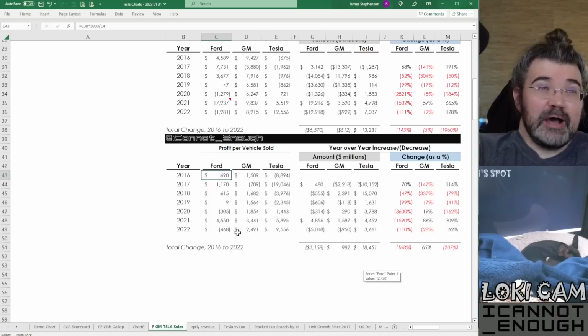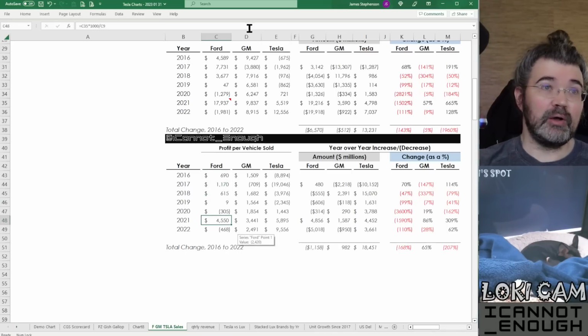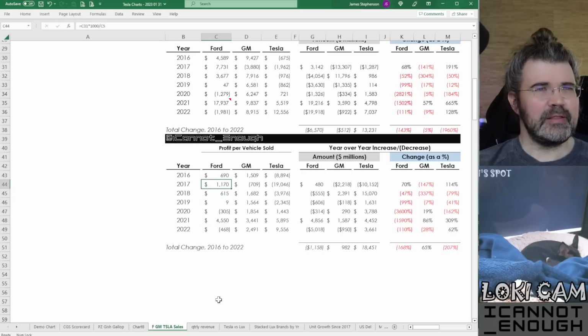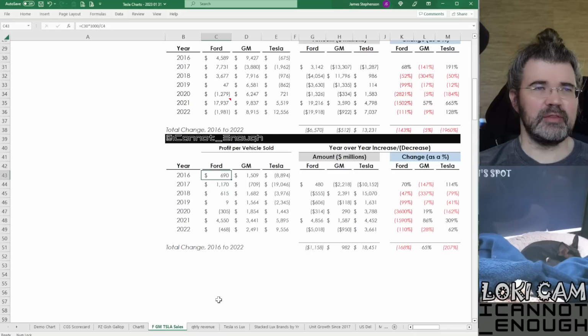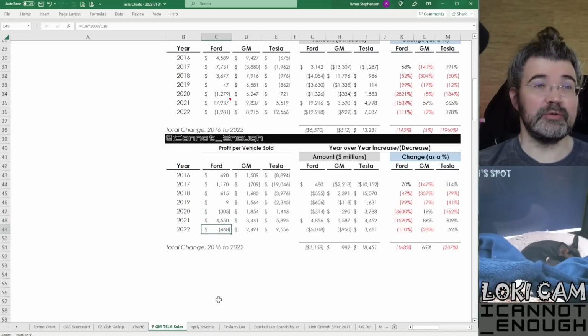Less than $1,000 most years for Ford. They had a really good year in 2021, again, for that reason I just mentioned, the Rivian IPO. They had a good year in 2017 with a little over $1,000 worth of profit. That's a good year for Ford. If they can generate more than $1,000 worth of profit, they're happy. 2 out of the past 3 years, they've had negative profit per vehicle sold.